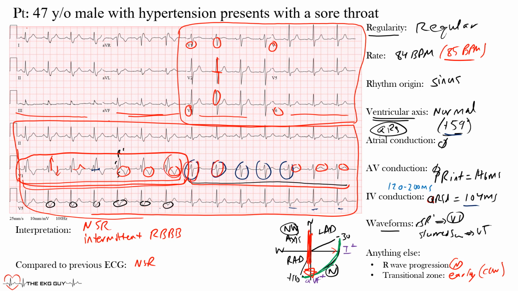Okay, so again, 47-year-old male with hypertension presenting with sore throat. His EKG shows normal sinus rhythm with an intermittent right bundle branch block pattern, and when compared to the previous EKG, the only thing was it showed normal sinus rhythm. Otherwise normal. Well, that's the end of this week's EKG of the week. I hope you learned something.